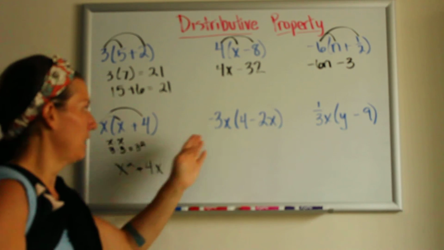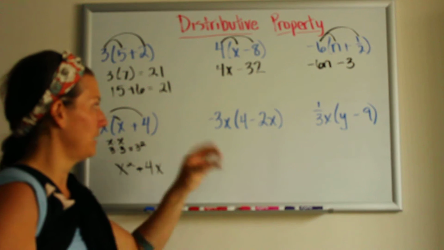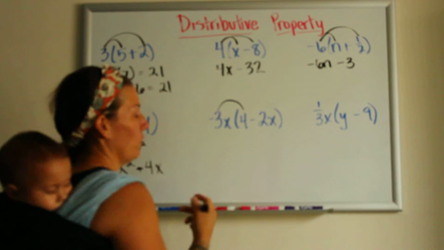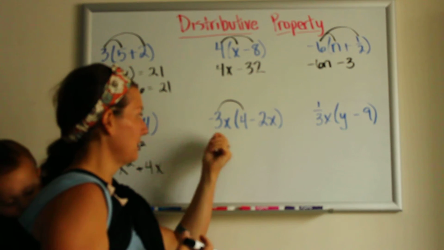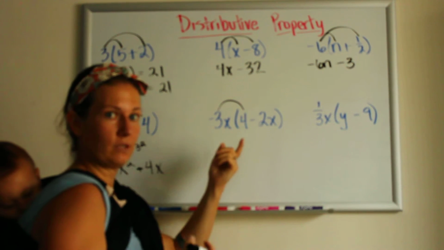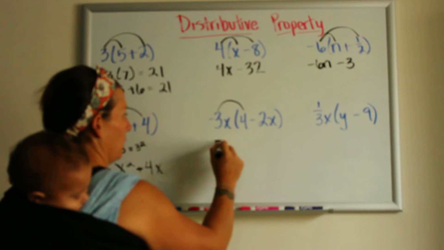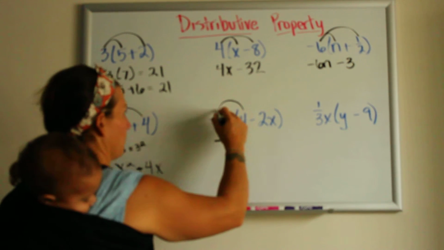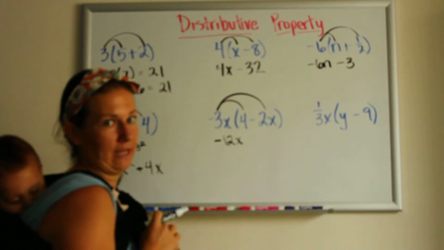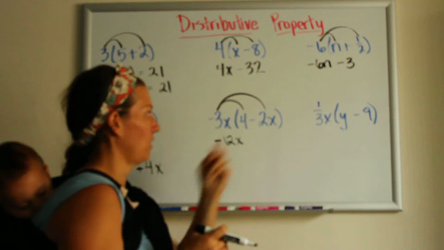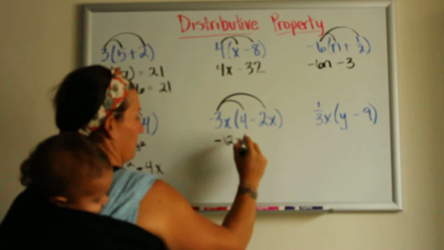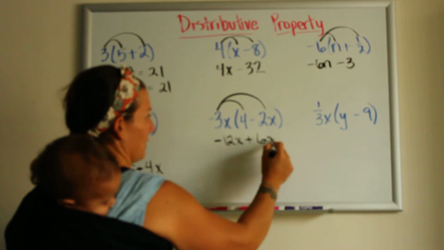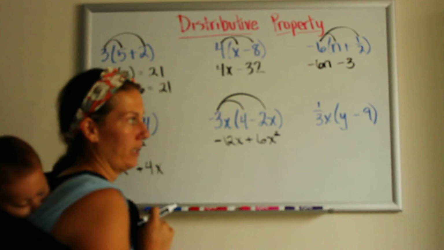Here we have negative 3x being distributed, so we multiply negative 3x times 4. When you have two constants and a variable, you multiply the two numbers together, so negative 3 times 4 is negative 12, and then x. And then multiply negative 3x times negative 2x. Again, pay attention to your constants first. A negative times a negative is a positive. So we get positive 6, and remember that x times x is x squared.